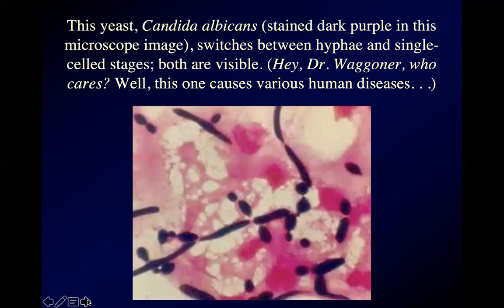There are some fungi that actually switch back and forth. This is a fungus called Candida albicans. The actual fungi are stained in dark purple, and you can see there are some filaments in there, but there's also some dark purple footballs. This actually switches between a hyphal and a single-celled stage. We call it a yeast, but it can make hyphae. Other times it lives as single cells.